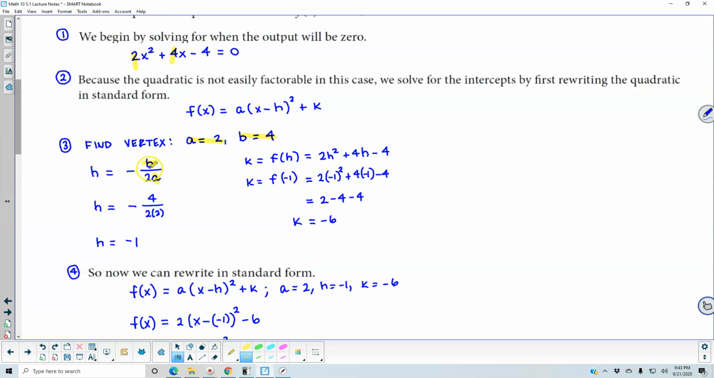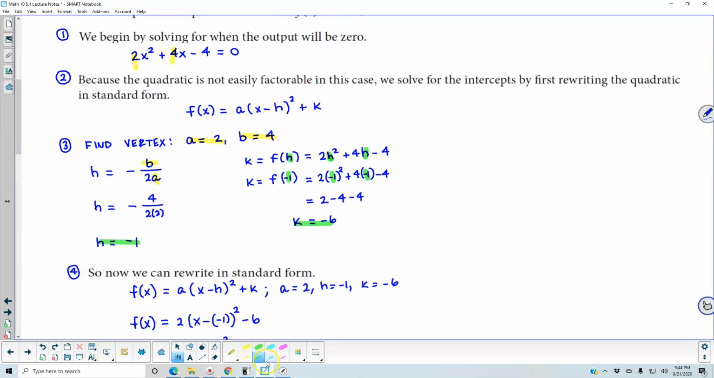So h is equal to negative b over 2a. So it's going to be negative 4 over 2 times 2. So negative 4 divided by 2 times 2 gives us negative 1. So we know h is negative 1. And then we're going to plug in negative 1 into the function in step 1. So we have 2 times negative 1 squared plus 4 times negative 1 minus 4. Well, this becomes 2 times positive 1, which is 2, minus 4, which gives us k to be negative 6.